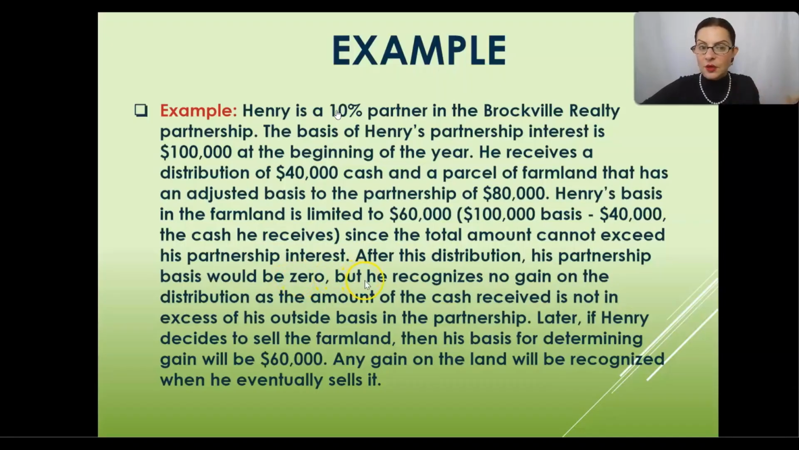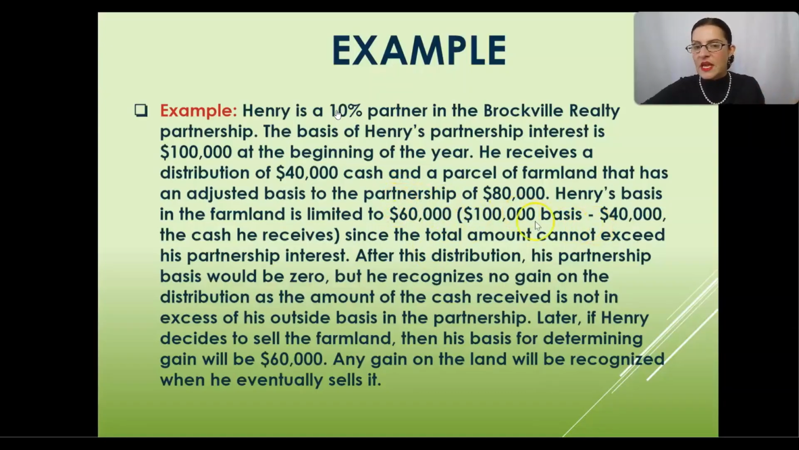But he recognizes no gain on the distribution as the amount of the cash received is not in excess of his outside basis in the partnership. So this is not a taxable event. I want you to understand that. He had $100,000 in basis at the beginning of the year. He receives $40,000 in cash, and he also gets the farmland.